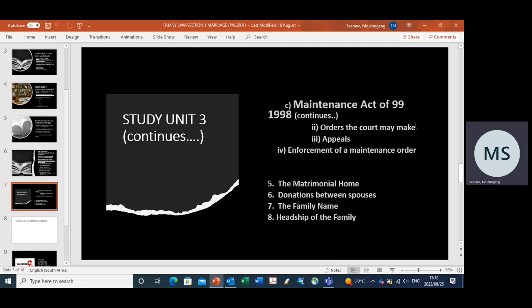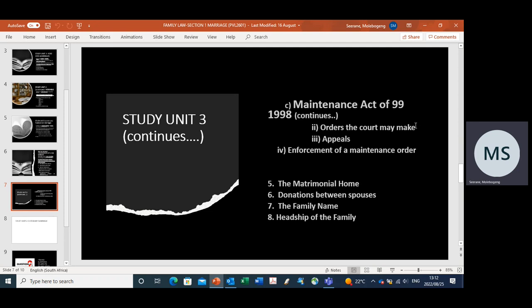state a new enforcement sanction, a criminal sanction to enforce maintenance of 3 months imprisonment. You need to check that, it's in the Maintenance Act. It was amended so that the criminal sanction is 3 months imprisonment. It's a minimum of 3 months imprisonment.